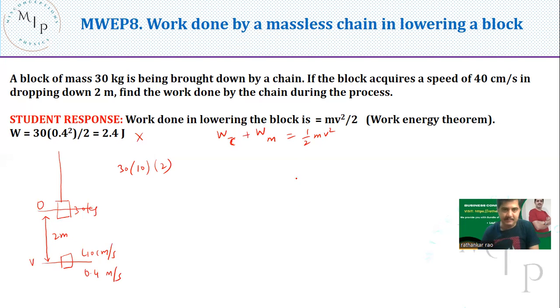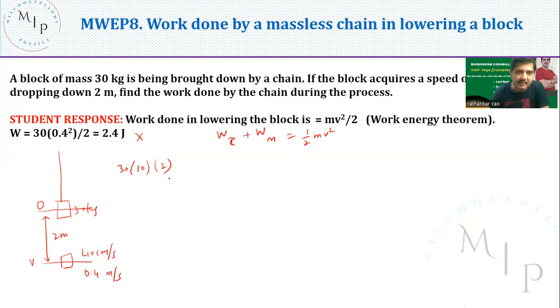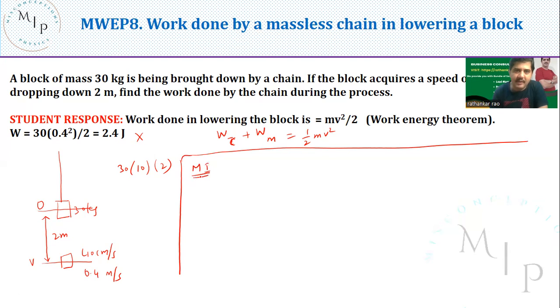Now let me do it by two different methods. One method is always boring. The chain is moving downwards like this. First, let us find it by the kinematics method. What does the kinematic method say? It says that the work done is equal to force multiplied by displacement.